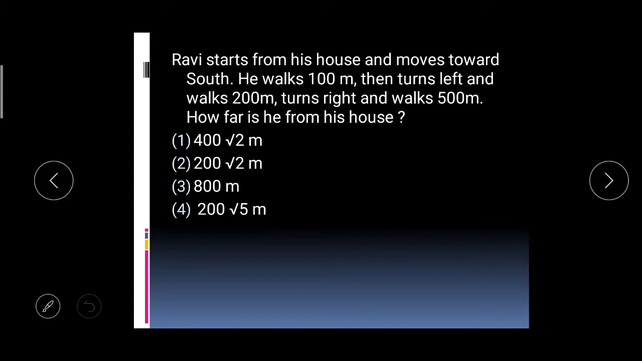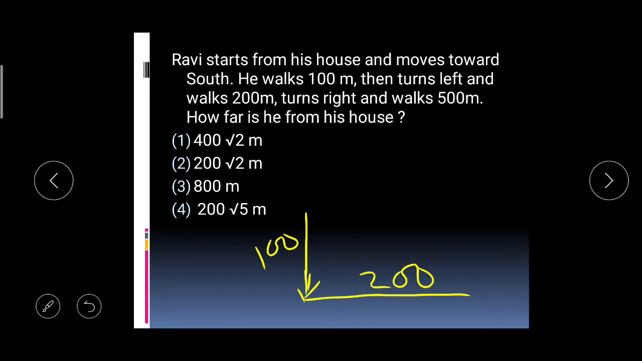Okay, next. Ravi starts from his house and moves towards south. Okay, I will just draw. This is 100. Okay. Then turns left and walks 200 meters. This is 200. Turns right and walks 500. Again he turns right. If he is standing here, then its right is this direction. 500. How far is he from the house?